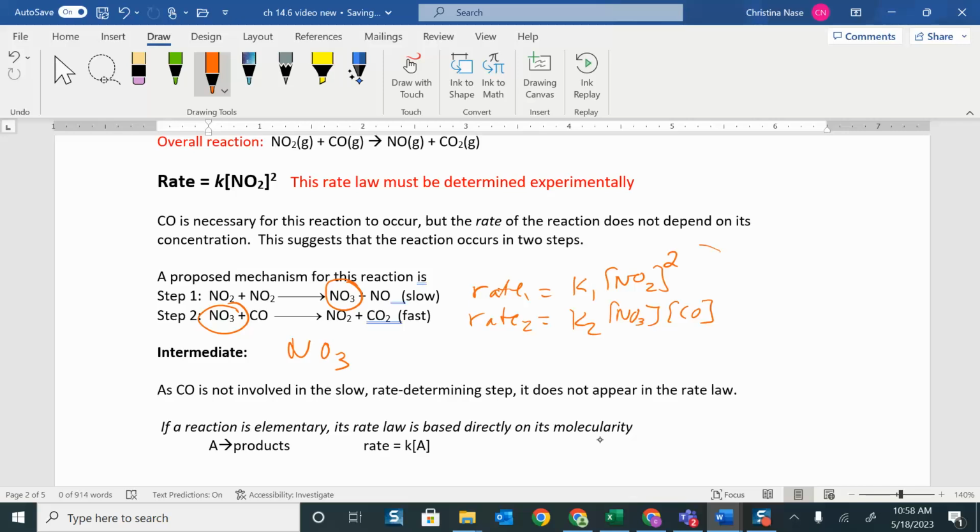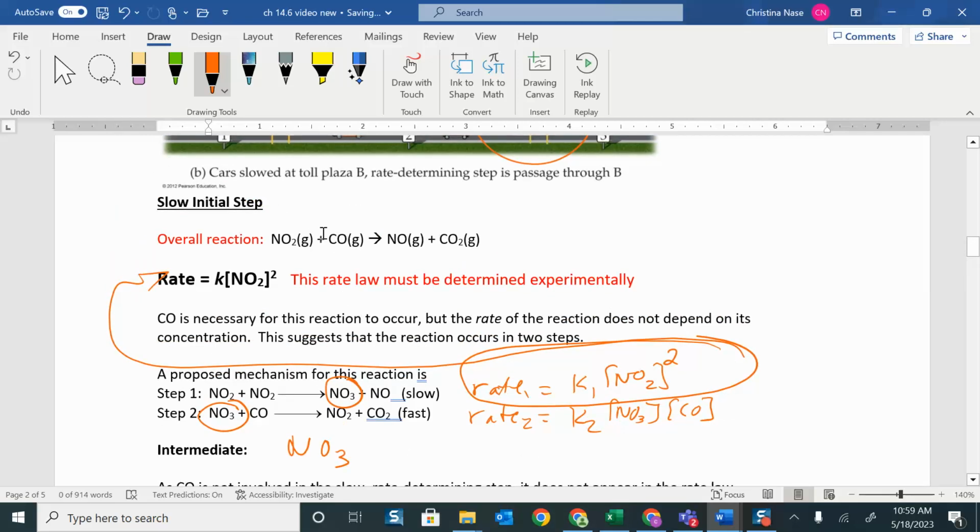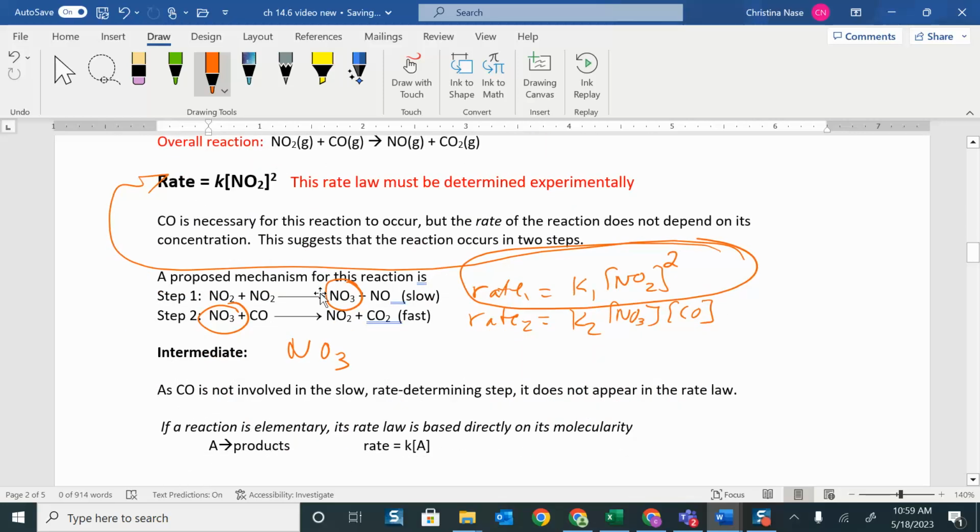So if rate 1 is the rate determining step, then that's what the experimental rate law should be. And so that's what we did there. We have an overall reaction that we know is happening. I mix these two things together, I get this. We do the experiment, we figure out that's the experimental rate law, and then we explain it with this mechanism. And then all I did here was just verify that if I were able to write the rate laws for each one of these elementary steps, this first step is the slow step. It matches the rate law directly.